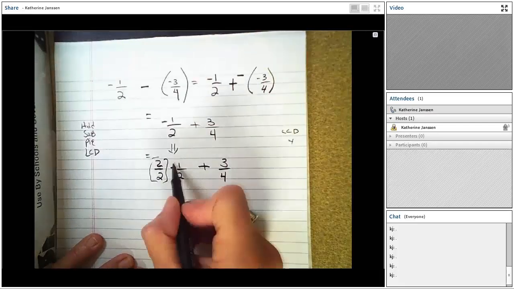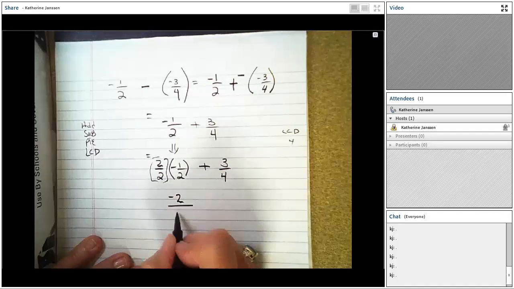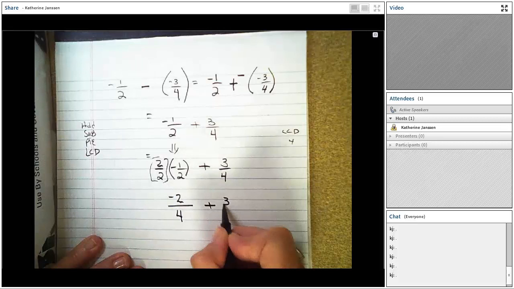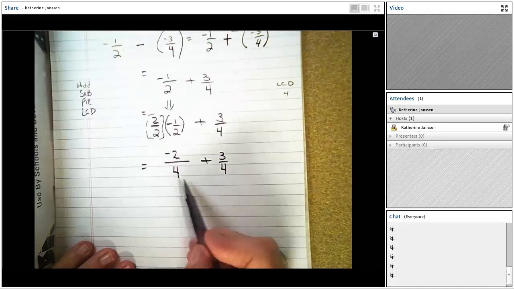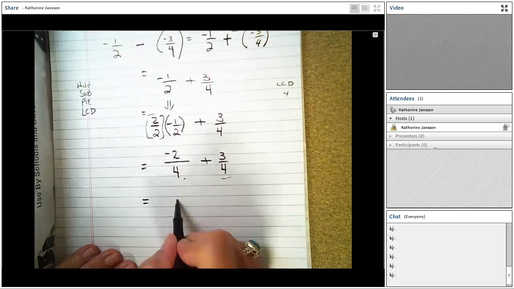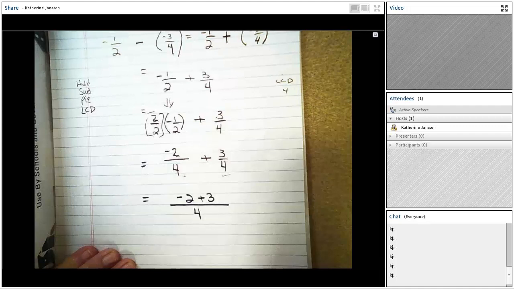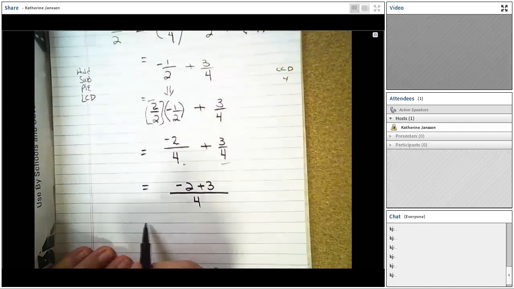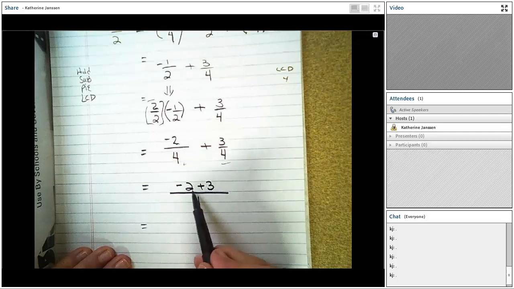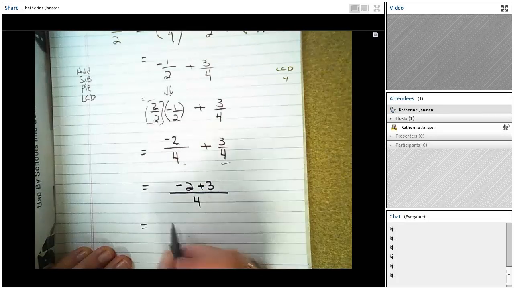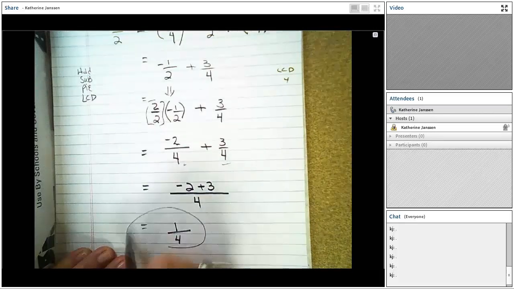2 times a negative 1 would be a negative 2 over 2 times 2 is 4, plus 3/4. Now I have my least common denominator, so I can write my numerators all over my least common denominator. And the negative 2 plus 3, that'll be 2 from 3 is 1, and I keep the sign of the positive, so my answer is 1/4.